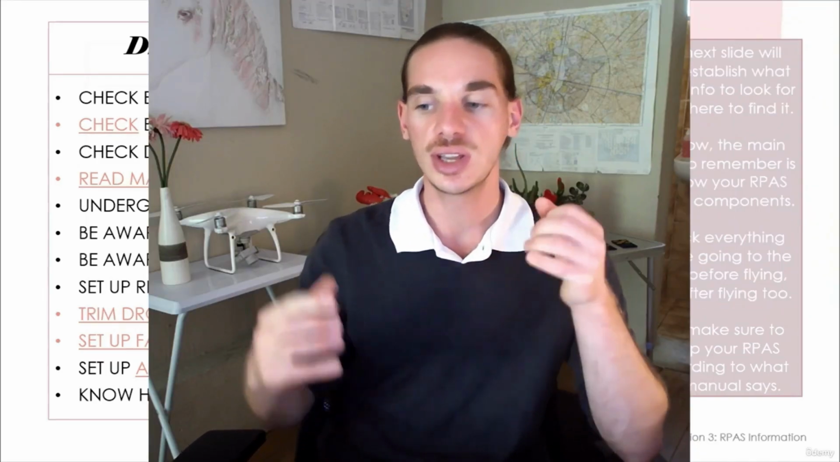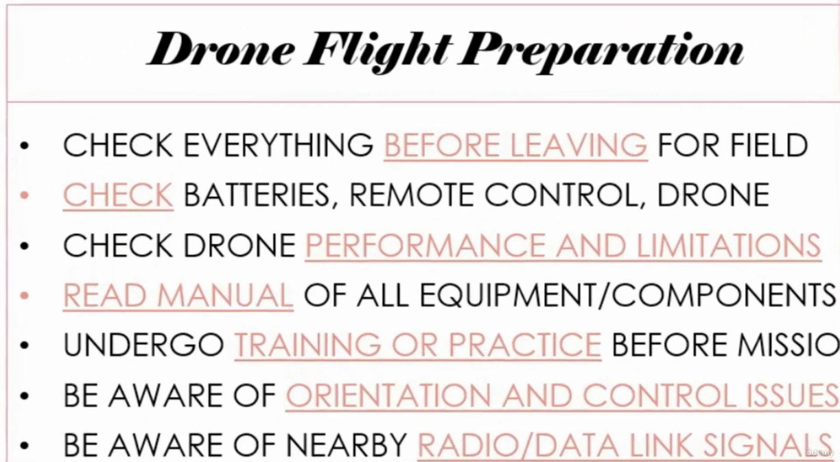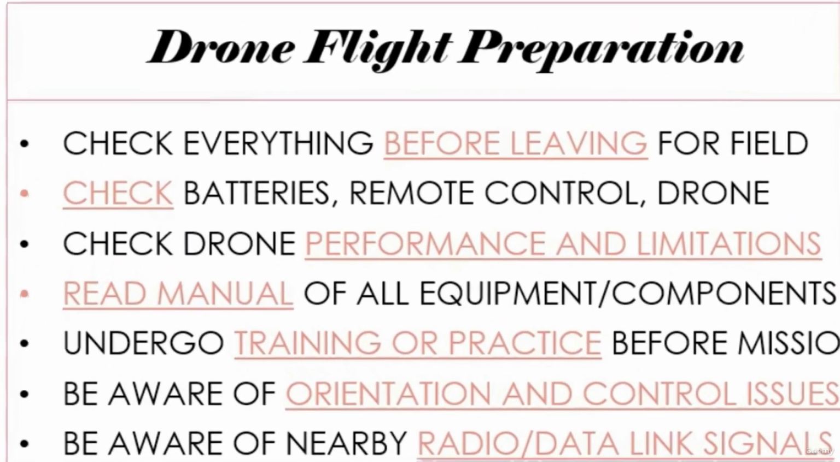So it includes not just your documents, but things like: do you have water? Do you have food? Do you have sunscreen? Do you have weather protection? Then you need to check your drone performance and limitations. Where do you do this? Go to the next slide.